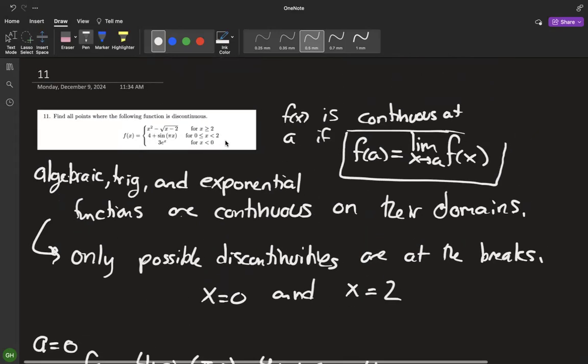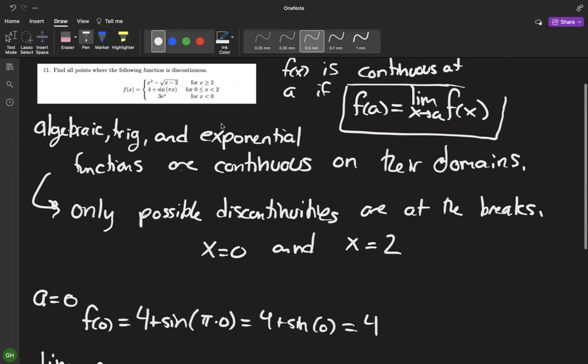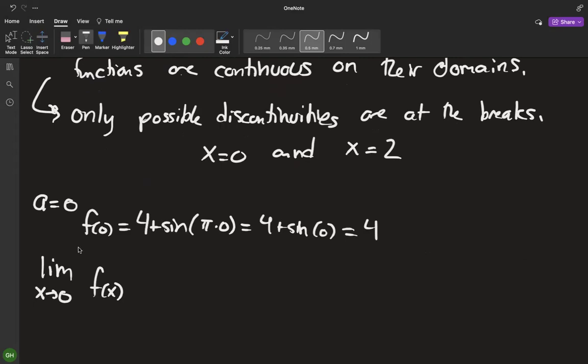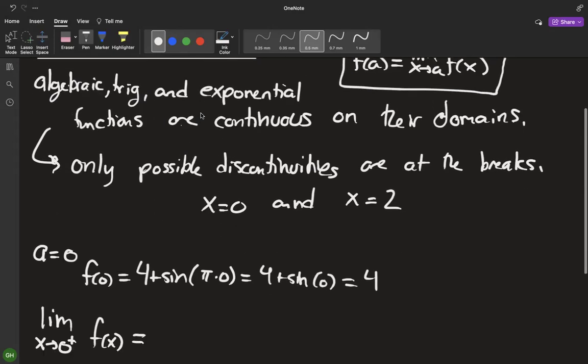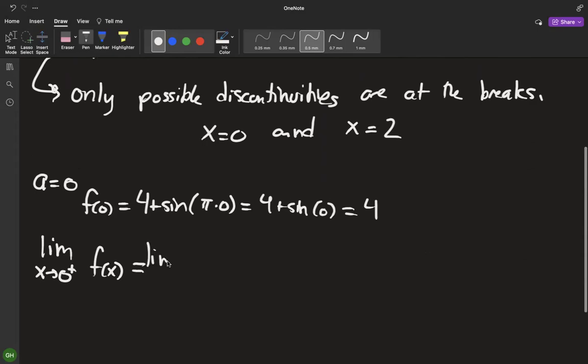But since this is a piecewise function, I have to do that by looking at 0 from each side separately. I can't do direct substitution with a piecewise function. So looking at this from the right, x slightly bigger than 0, we're in the middle case. This is the limit as x goes to 0 from the right of 4 plus sine of pi x. Here we can do direct substitution and we get the same thing as before, because I'm just plugging in 0 for x.